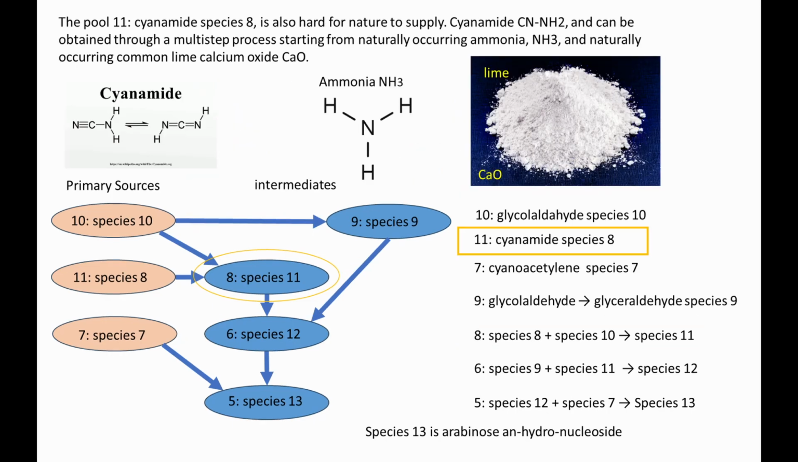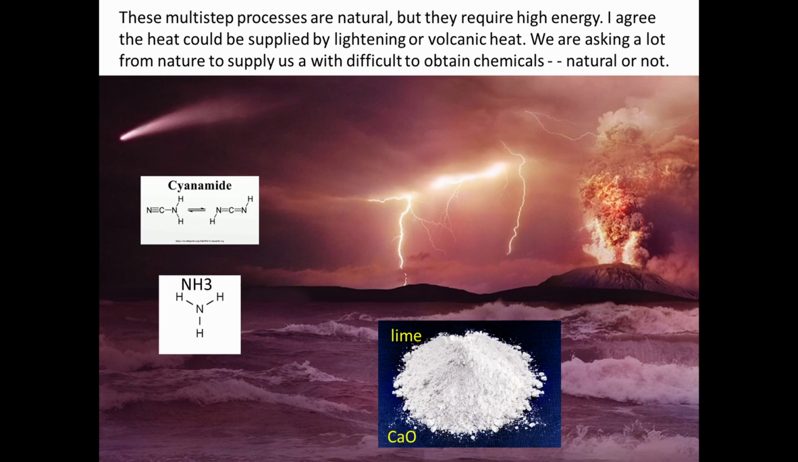Pool 11, cyanamide species 8, is also hard for nature to supply. Cyanamide CN-NH2 can be obtained through a multi-step process starting from naturally occurring ammonia, NH3, and naturally occurring common lime, calcium oxide, CaO. These multi-step processes are natural, but they require high energy. I agree the heat could be supplied by lightning or volcanic heat. We are asking a lot from nature to supply us with difficult-to-obtain chemicals, natural or not.